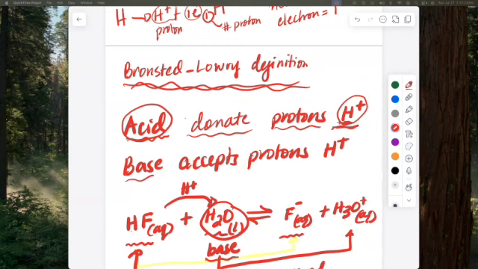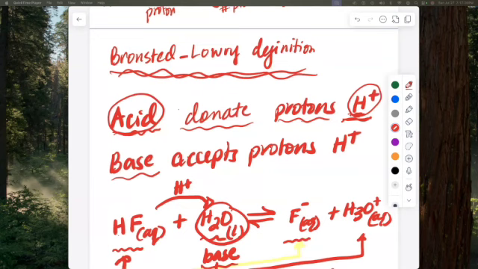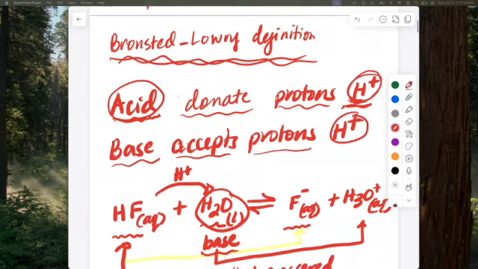But the base here is not judged according to the presence of OH. The base is the one that accepts the proton. So in the Bronsted-Lowry definition, the one that is kind or benevolent is the acid, and the acid is able to give what the base desires. The acid gives the proton, and the base is seen as the one that's needy. It accepts the proton that was given, okay?